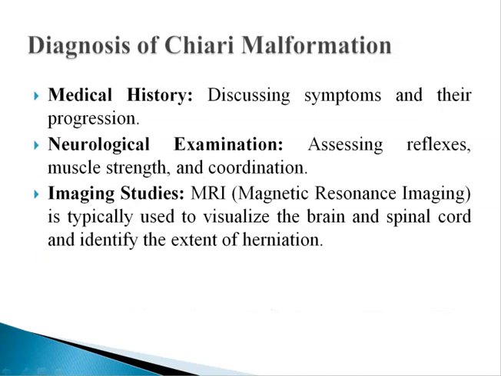So diagnosis of Chiari malformation includes the medical history, which includes the symptoms and the progression of the symptoms. Neurological examination involves the assessment of the reflexes, muscle strength, coordination, balance, etc. Imaging studies like MRI are used to visualize the brain and the spinal cord and identify the extent of herniation.